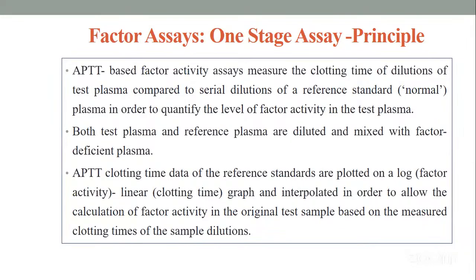Then factor assay, one-stage assay principle. APTT-based factor activity assays measure the clotting time of dilutions of the test plasma compared to serial dilutions of a reference standard, that is normal plasma, in order to quantify the level of factor activity in the test plasma. Both test plasma and reference plasma are diluted and mixed with a factor deficient plasma.